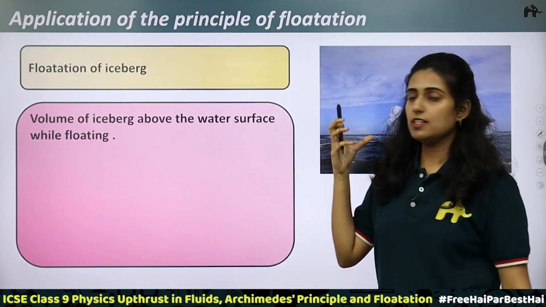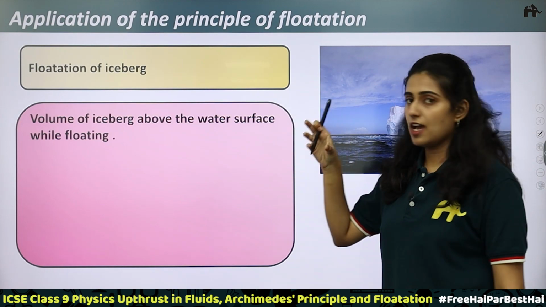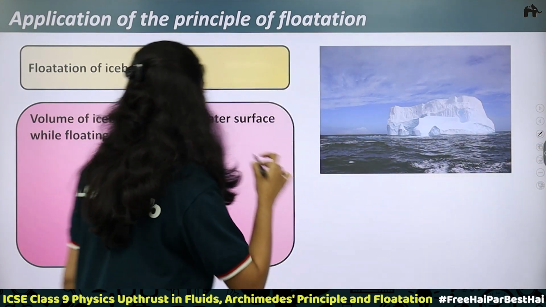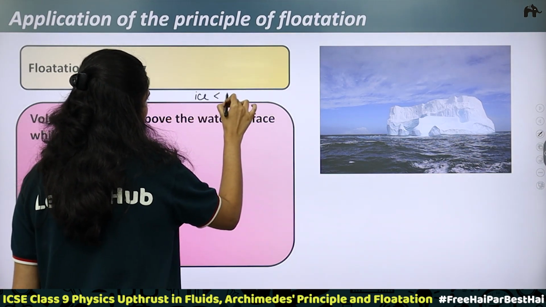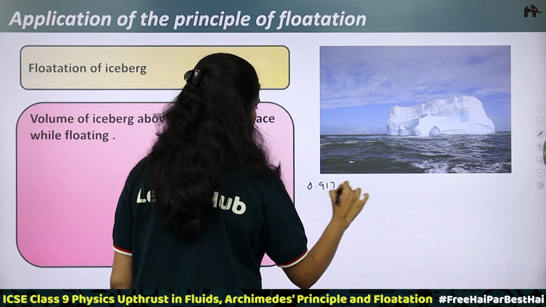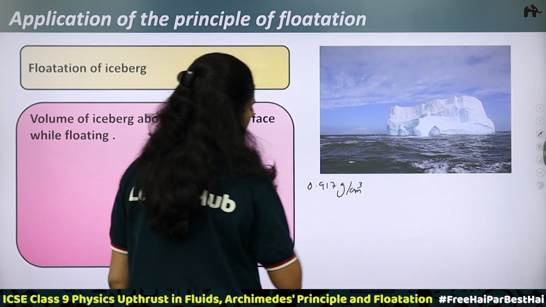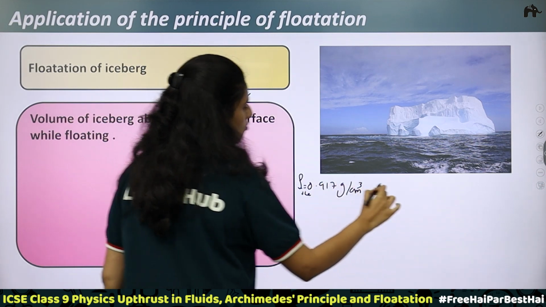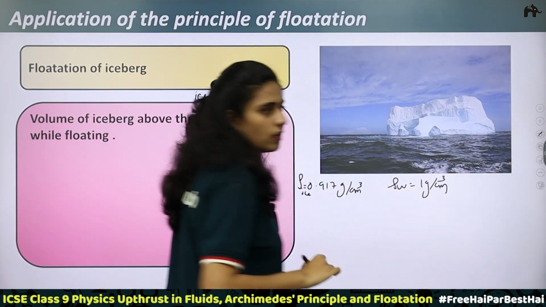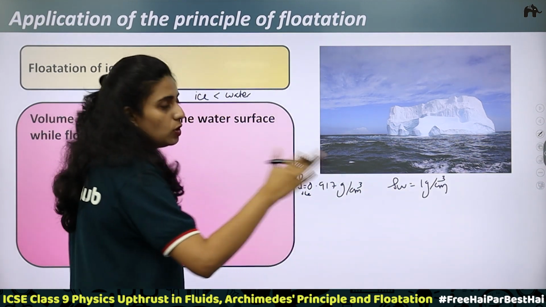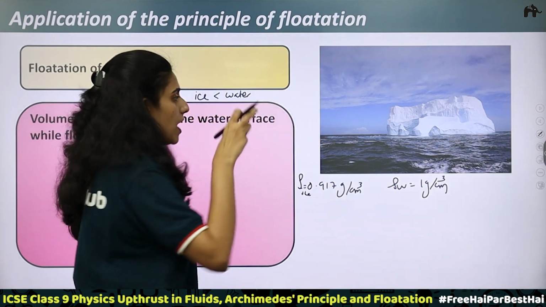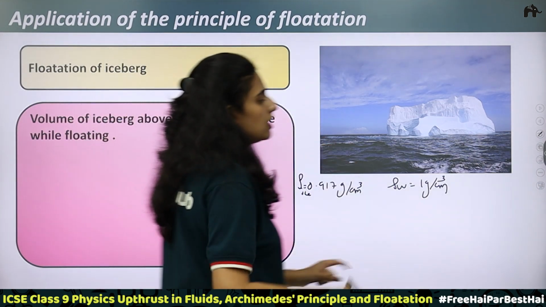Flotation of iceberg. What is an iceberg? Huge masses of ice together are called icebergs. Okay, we know that the density of ice is less than the density of water. Density of ice is approximately 0.917 gram per centimeter cube, and that of water we know is 1 gram per centimeter cube. So ice will be able to float on the water surface, with, in case of an iceberg, a maximum portion of it submerged inside the water.